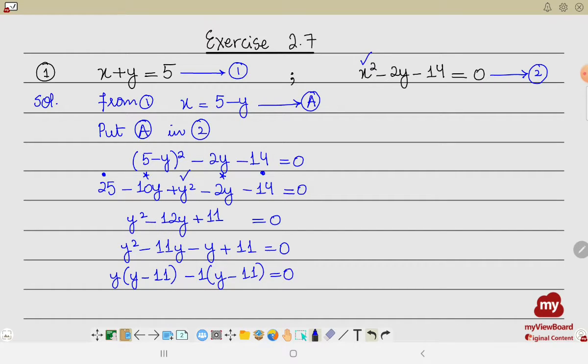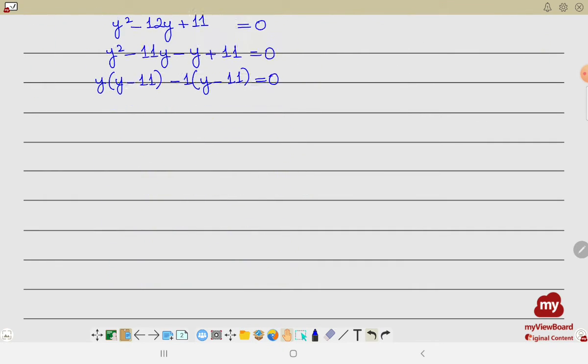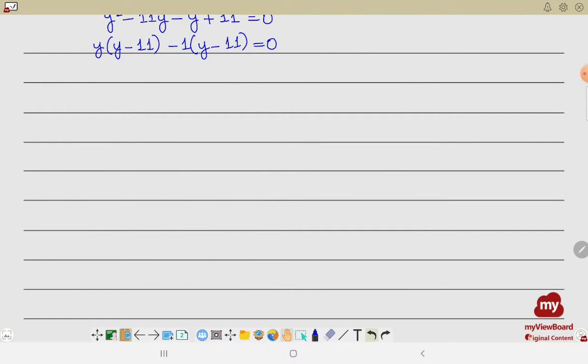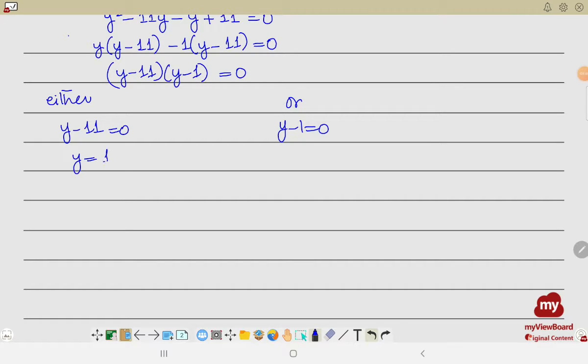Now we are again going to take the common factor: y minus 11 is the common factor, and y minus 1 is the common factor. Now we'll equate the two factors to 0 one by one. Either y minus 11 equals 0 or y minus 1 equals 0. Now y is equal to 11 and y is equal to 1.